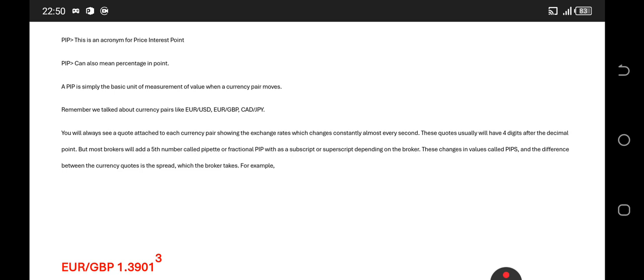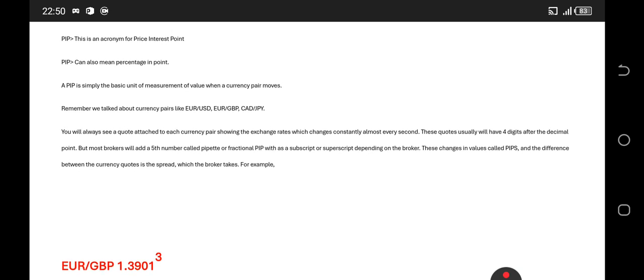They call it percentage in point because it's a difference in the change of value. Currency rates always change. They change in seconds as a result of economic activities that take place all over the world. Sometimes some countries' economy may be stronger than others, which will warrant their currency to be stronger than other countries' currencies also. So a pip is simply the basic unit of measurement of value when a currency pair moves.